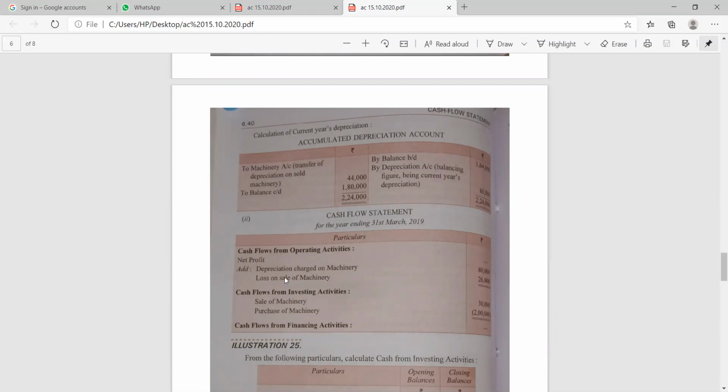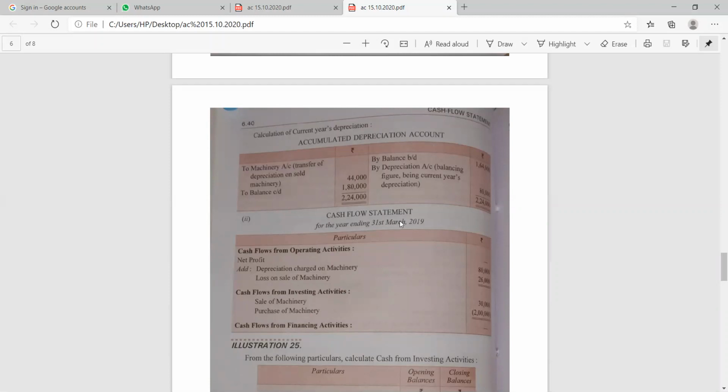So now let's come to the solution part finally. The net profit is not given over here. Only the machinery related information is given to us, so we will just keep a blank there. Depreciation charge on machinery, that is 80,000. Loss on sale of machinery, that is 26,000. It will become the cash from operating activity, and cash flow from investing activity, sale of machinery and purchase of machinery. In this way, we have to deal with the depreciation.